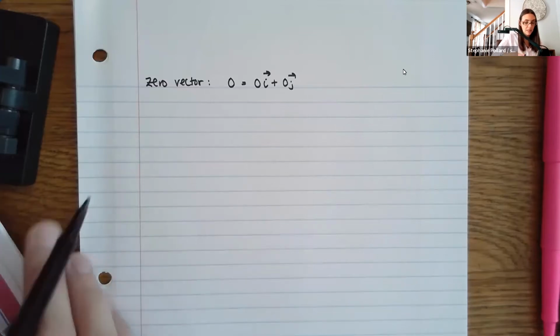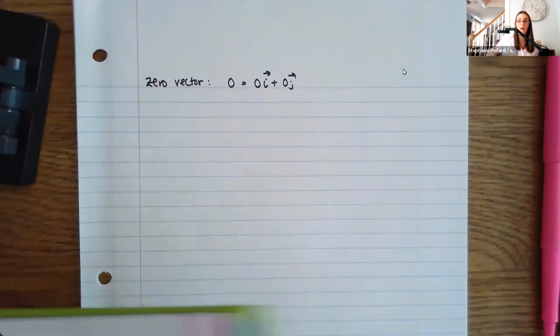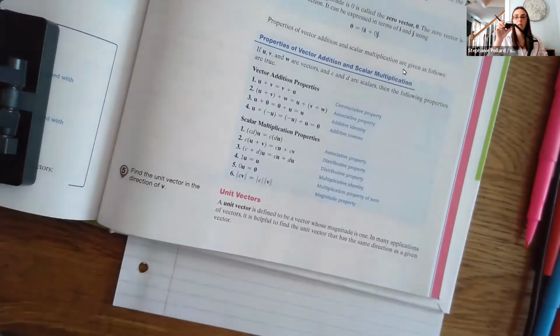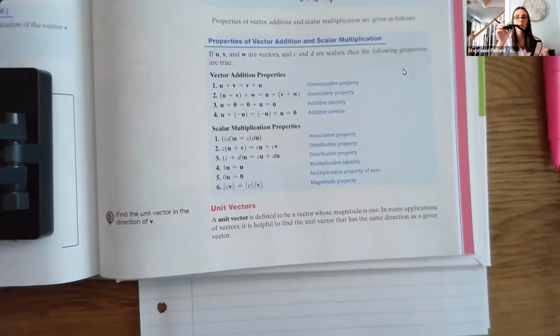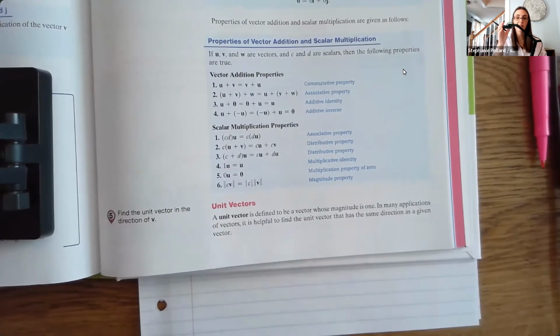If you want to see the properties further in more detail, you can reference your textbook or go online and just Google it. I'll kind of just put it on the screen here for a second. If you want to pause and copy these down, that's perfectly fine.